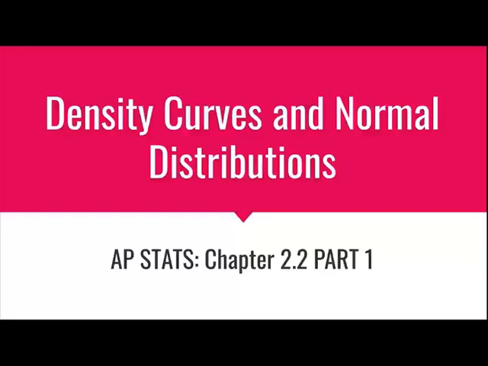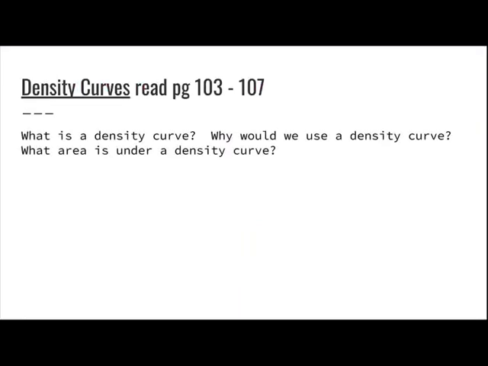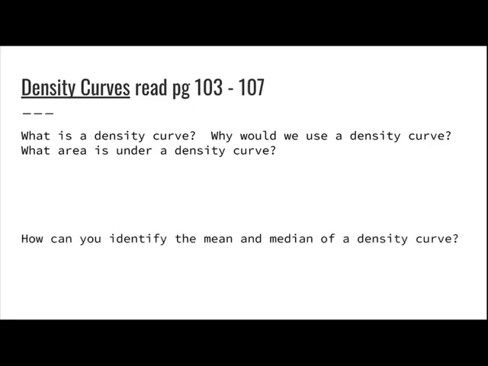All right, so for chapter 2.2, part 1, we're going to talk about density curves and normal distributions. Take a second to read pages 103 to 107. So what is a density curve? Why would we use a density curve? And what area is under a density curve? Also, how can you identify the mean and median of a density curve?